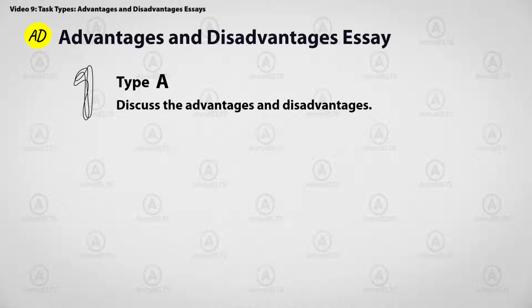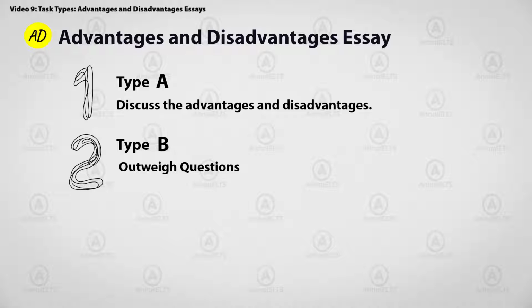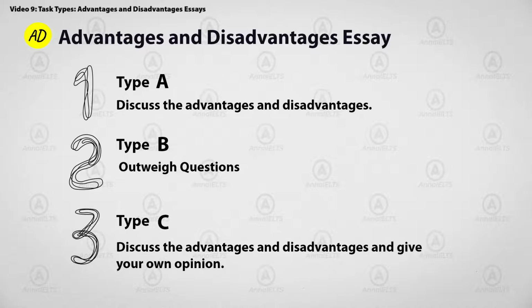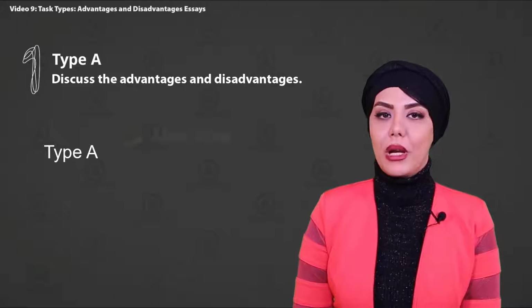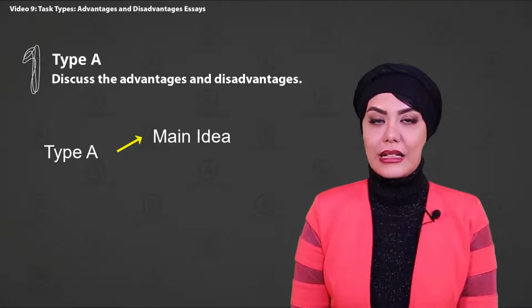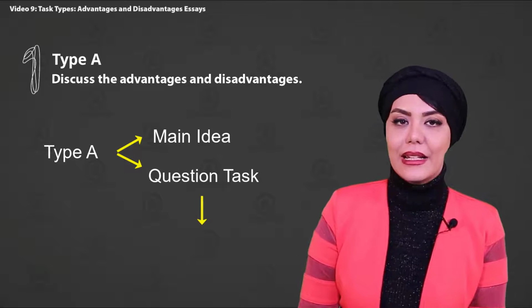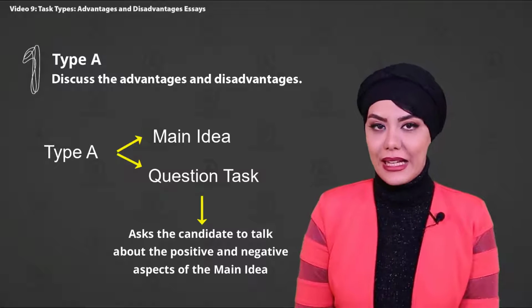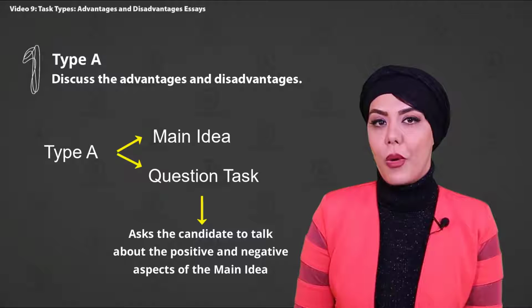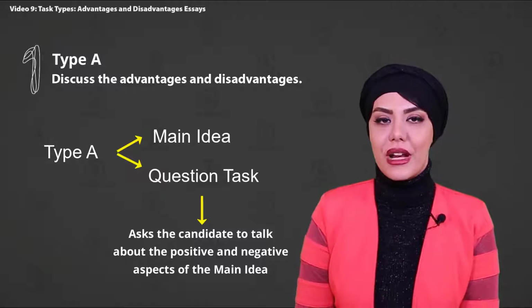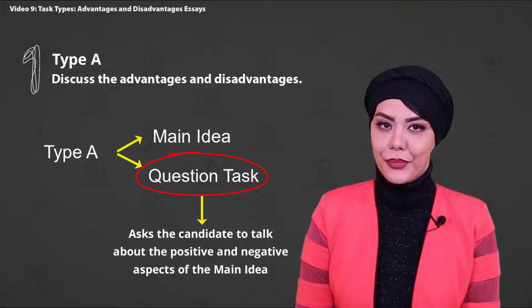Discuss advantages and disadvantages, outweigh questions, discuss advantages and disadvantages, and give your own opinion. The first type of these questions presents one main idea, and in the question task asks the candidate to talk about the positive and negative aspects of that main idea. To identify these questions, look for the following phrases in the question task.